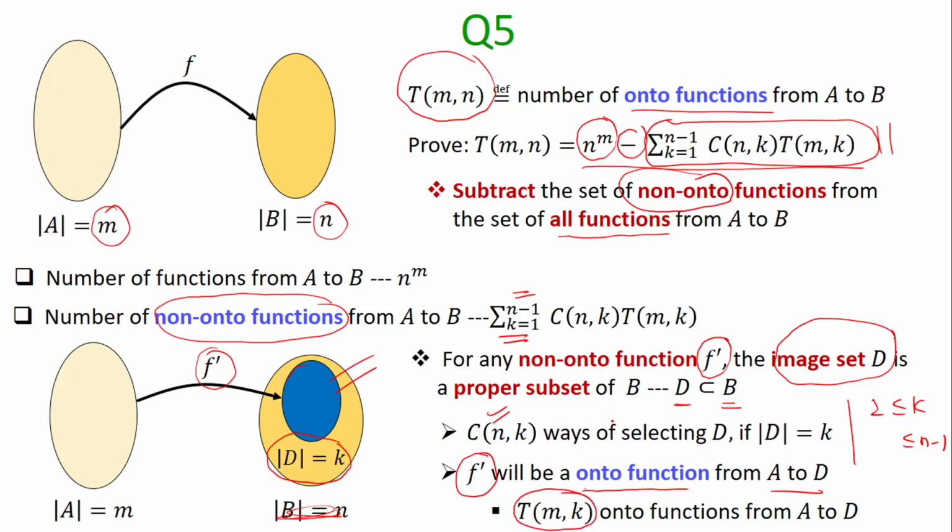So once I have decided the set D, I have C of n comma k ways of selecting that. As per the product rule, for each way of selecting a subset D of size k, I have T of m comma k onto functions from the set A to the chosen set D. Hence if I multiply that, that will give me the number of non-onto functions where the image set of those non-onto functions is the set D, right? And then if I take the summation from k equal to 1 to n minus 1, that will give me the overall number of non-onto functions.